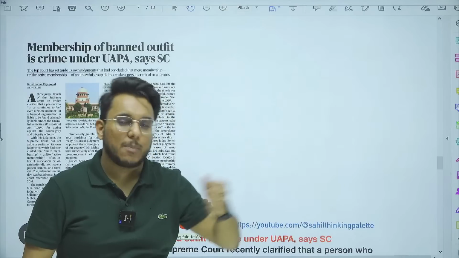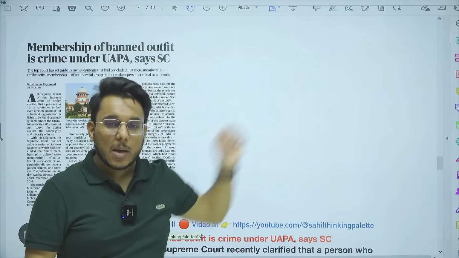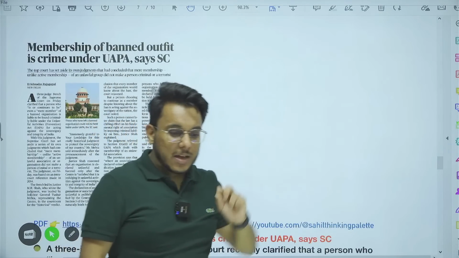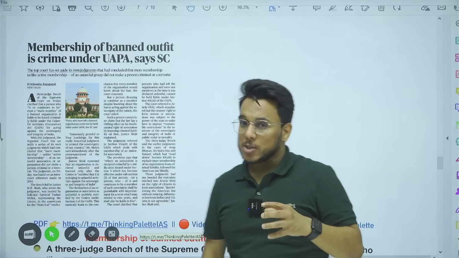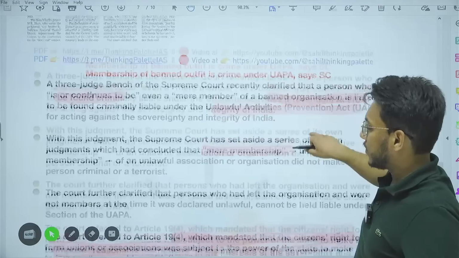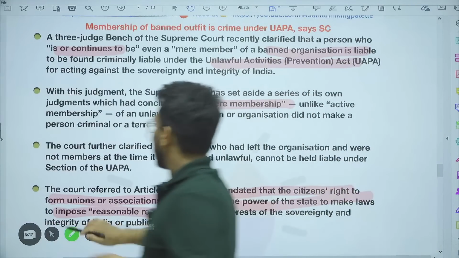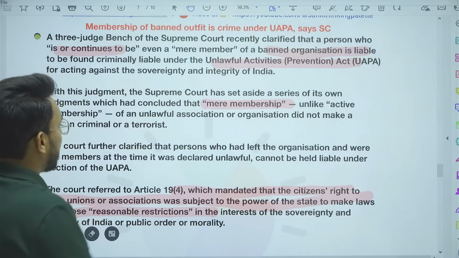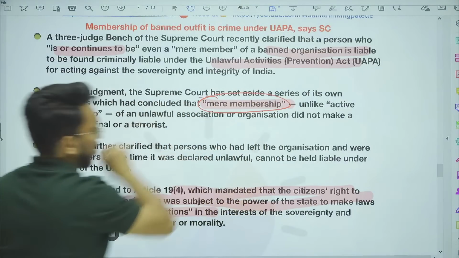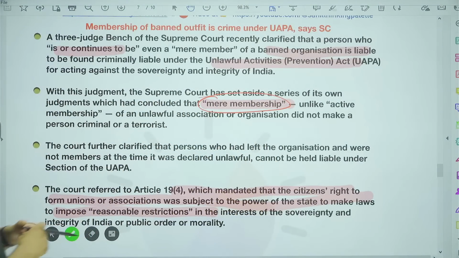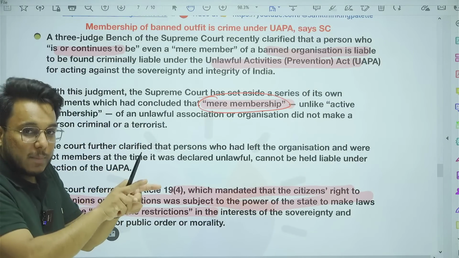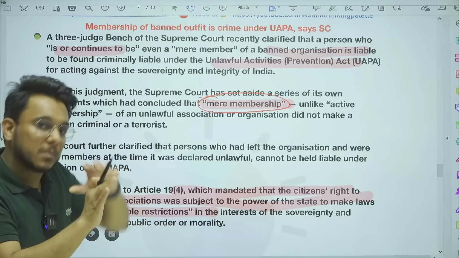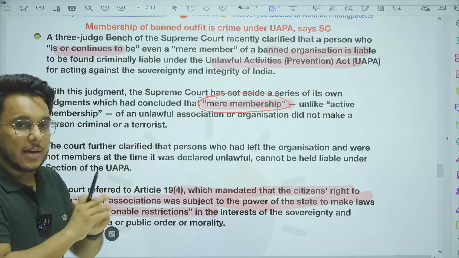Can you charge a complaint against a person just because he is a member of a banned organization? Earlier on this particular thing, there was a different position of the Supreme Court. The Supreme Court said earlier, no. Earlier, the Supreme Court had given a judgment saying that mere membership, or an inactive membership, is not enough. But with active membership, obviously you can be charged.